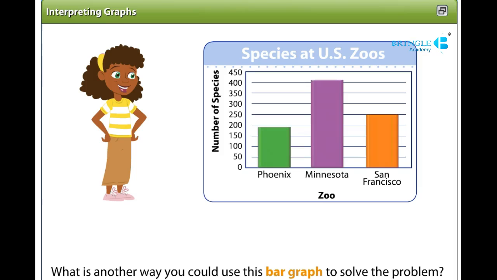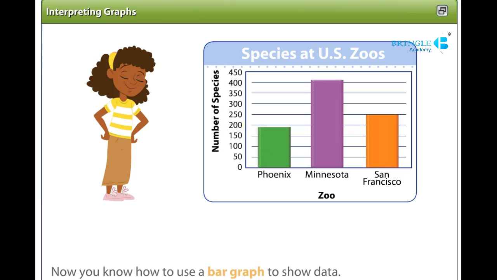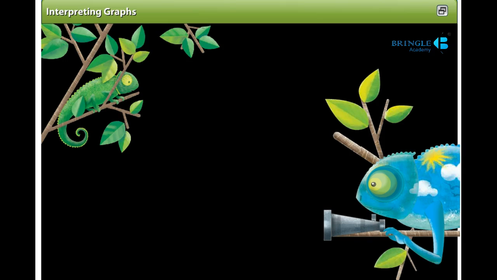What is another way you could use this bar graph to solve the problem? You could estimate the number of species both the Minnesota and Phoenix zoos have and subtract. Now you know how to use a bar graph to show data.